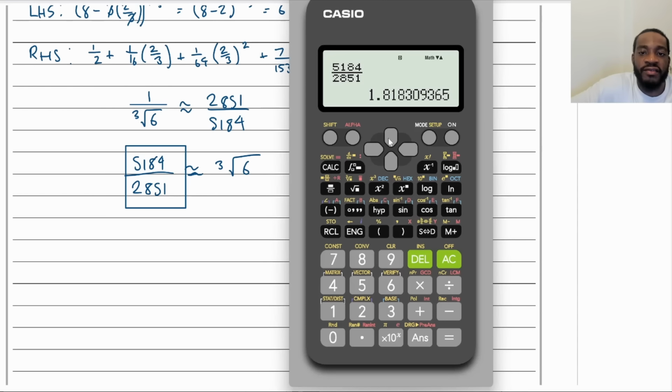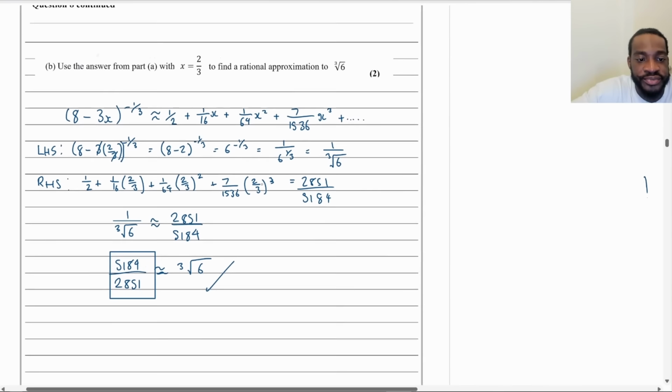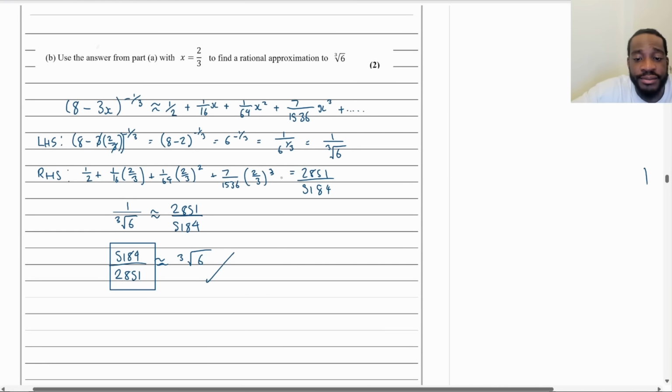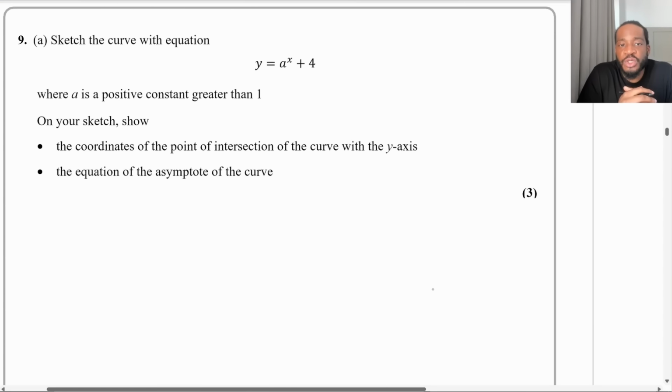So can you see? They're very close, aren't they? 1.81, yeah? So they're very close to each other. Approximately, they're both 1.8 to 1 decimal place, and 1.82 to 2 decimal places. So they're pretty much the same. So you know this is definitely correct. So that would be your final answer, and that's how you can always do these questions. And that's it. Done.